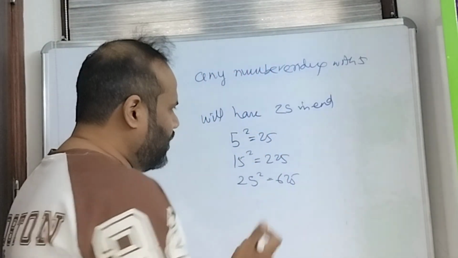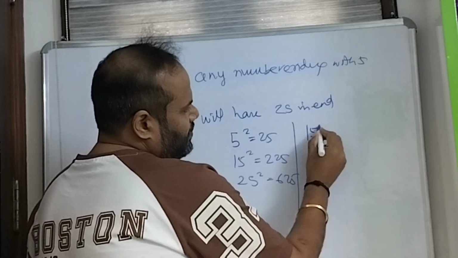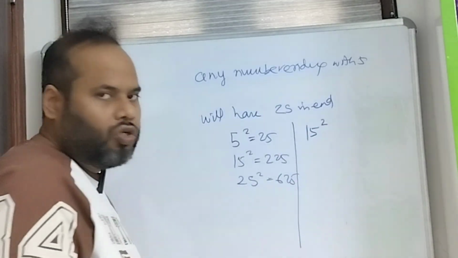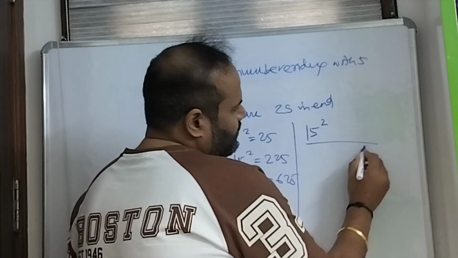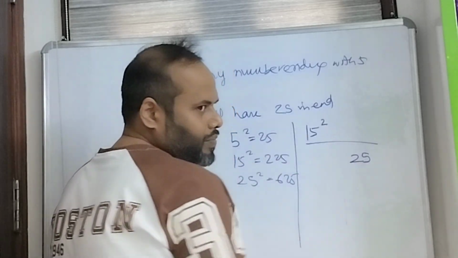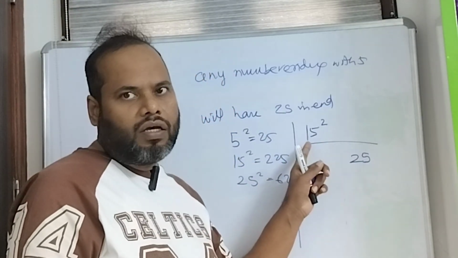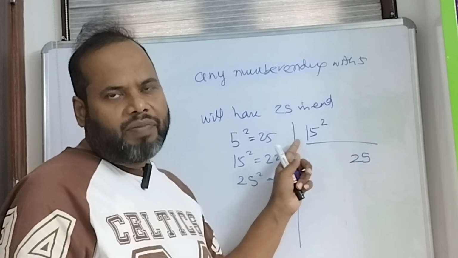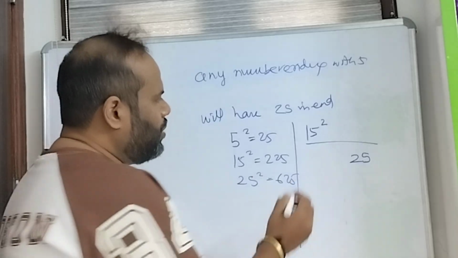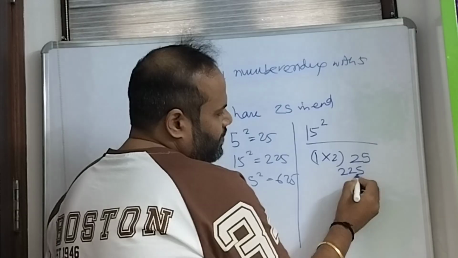Now what is the shortcut? Let's say a number is 15. You have to find its square. So what you have to do is straight away write 25 at the end. Now you take the number at the tens place. What is the number? 1. What is the number bigger than 1? 2. So the number will be 1 into 2. So the answer will be 225.